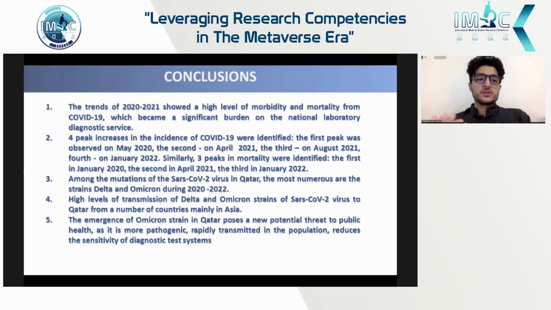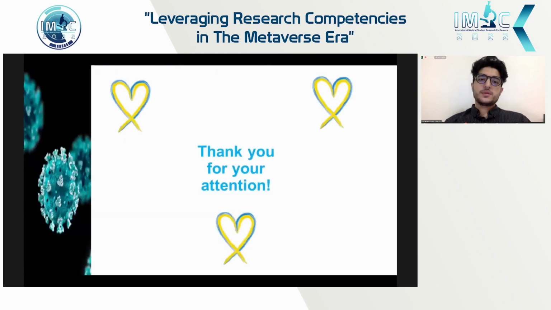In conclusion, like I said, we suffered 4 peaks when it comes to cases and 3 peaks when it came to mortality. We had a high level of transmission of Delta and Omicron. The emergence of Omicron poses a threat to our country, but I find that they are dealing with it in the best way possible. And that's it. Thank you guys for listening.